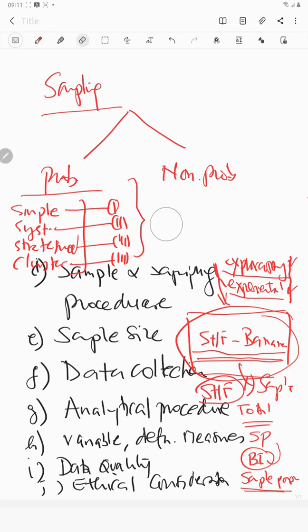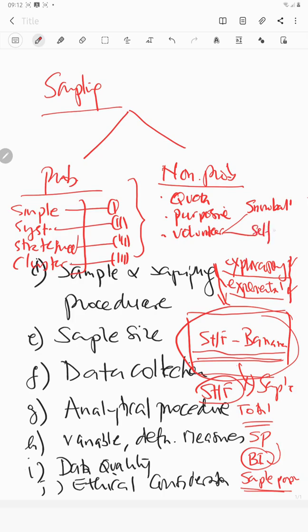On the other part, we have non-probability sampling. Under non-probability sampling, we have quota sampling, purposive sampling, and what we call volunteer sampling. Under volunteer sampling, we have what is called snowball sampling, and the other one, which is called self-selection sampling. And then the other one is what is called haphazard sampling. A haphazard sampling technique is the technique that you use when you just want to have certain things done to suit your interest. That is why convenience sampling is part and parcel of that.